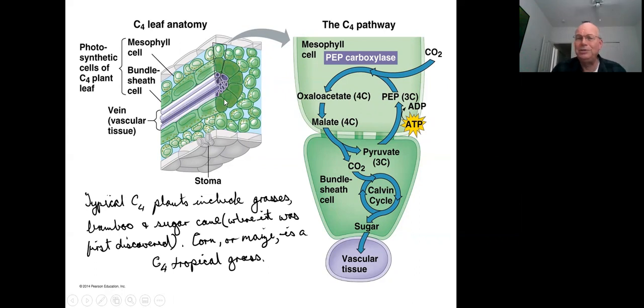So the Calvin cycle doesn't go away. It still occurs, but it has a specific location in the bundle sheath cells. So here you can see in the diagram the bundle sheath cell, and here's the Calvin cycle functioning. So why this is important is twofold. Number one, the bundle sheath cells are buried deep inside the leaf. So they're isolated.